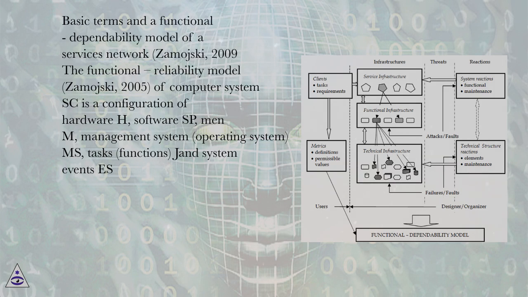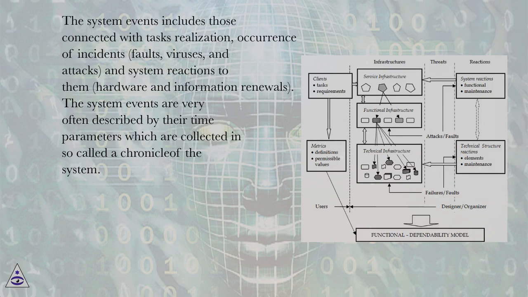Basic terms and a functional, dependability model of a services network, Zamojski, 2009. The functional, reliability model, Zamojski, 2005, of computer system SC is a configuration of hardware H, software SB, middleware M, management system, operating system MS, tasks, functions, and system events S. The system events include those connected with task realization, occurrence of incidents, faults, viruses, and attacks, and system reactions to them, hardware and information renewals.